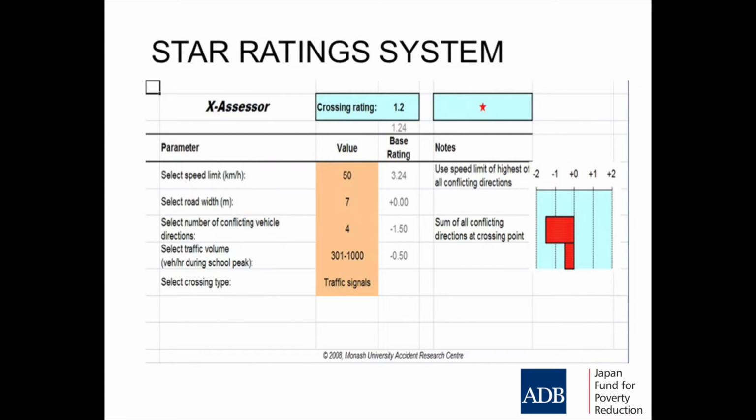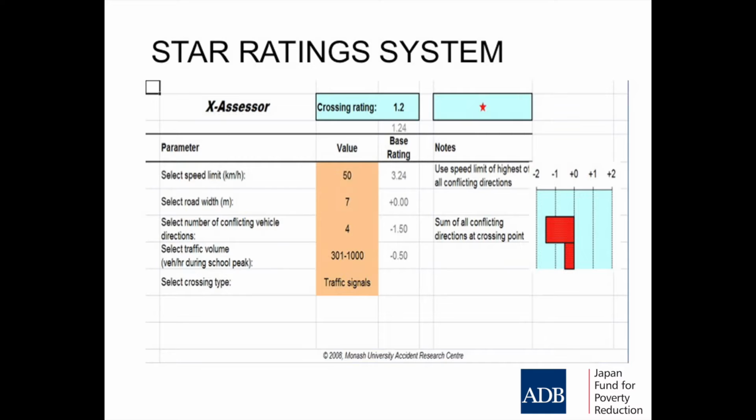Here's the Star Rating System. Firstly, the result of the system gives a rating. It's a number. And that number will be different for every crossing point. The higher the number, the riskier it is. The lower the number, the safer it is. Okay? Here are the things that are taken into account: speed limit, road width, number of places where pedestrians have to conflict with vehicles crossing the road, traffic volume, and whether there is any crossing.